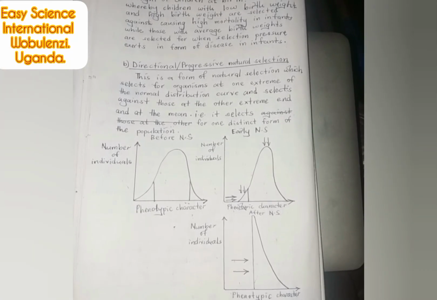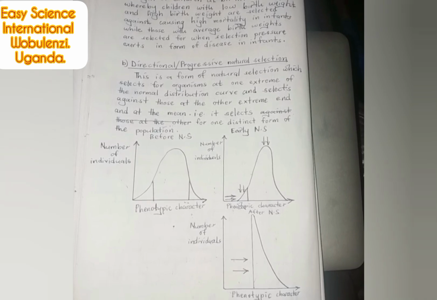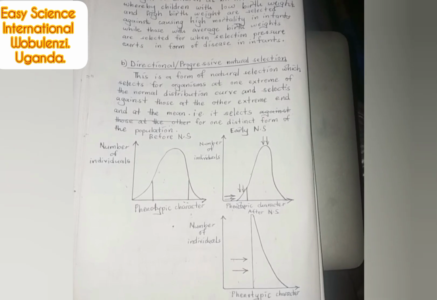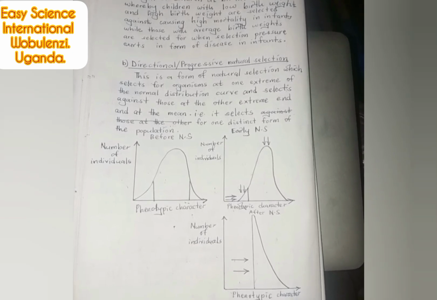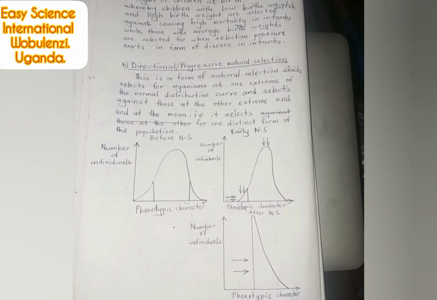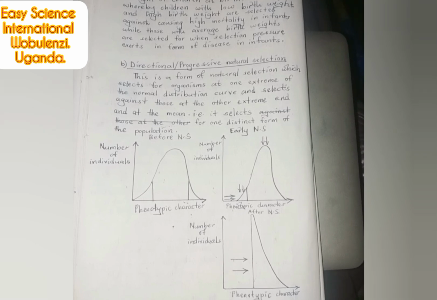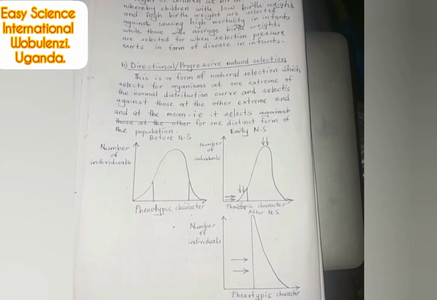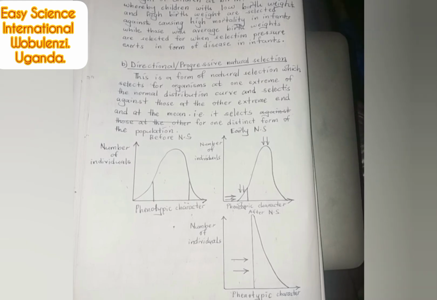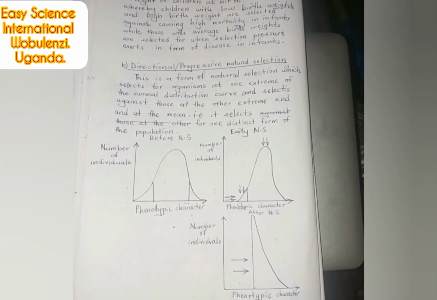We are proceeding with the types of natural selection, and in this tutorial we're looking at directional or progressive natural selection. This is a form of natural selection which selects for organisms at one extreme of the normal distribution curve and selects against those at the other extreme end and at the mean, i.e. it selects for one distinct form of the population.